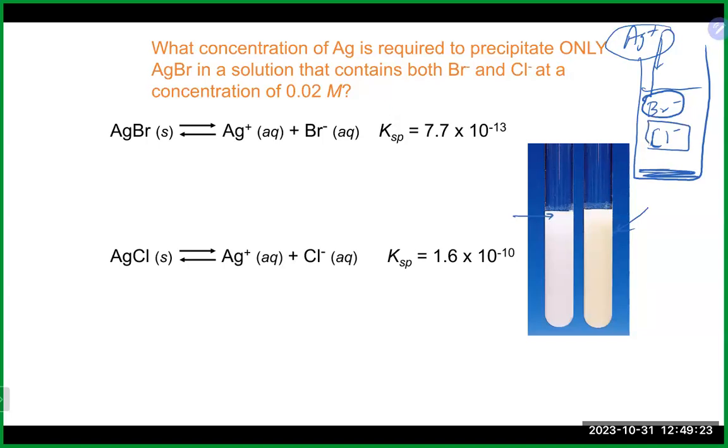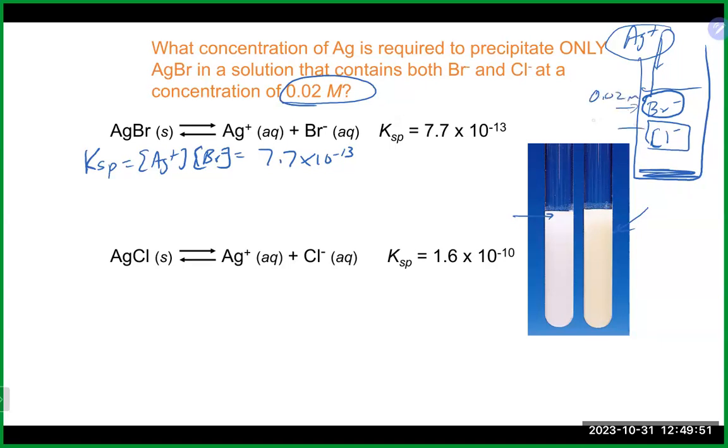So we could actually use the KSP expression to help us with that. If we were to write the KSP here for our silver bromide, the silver times the bromide equals 7.7 times 10 to the minus 13. Now, what we do know is that the concentration of each of those ions, the chloride ion and the bromide ion, are 0.02 molar. Right?